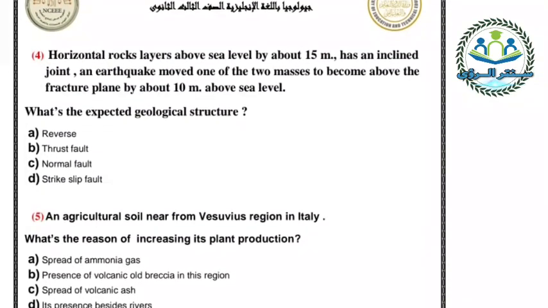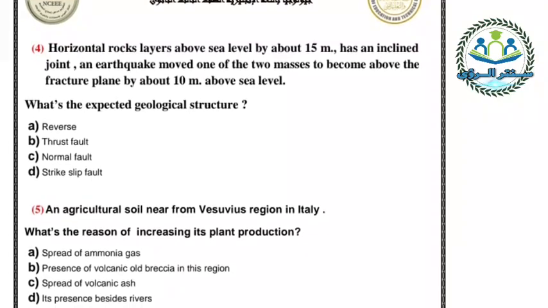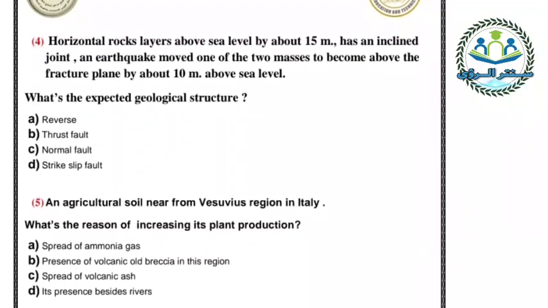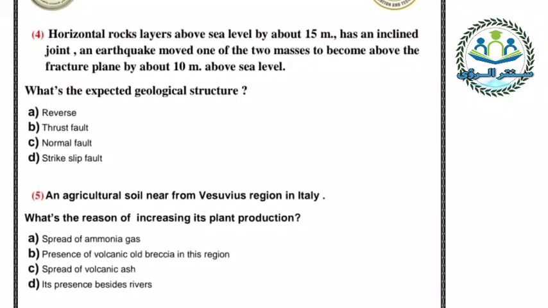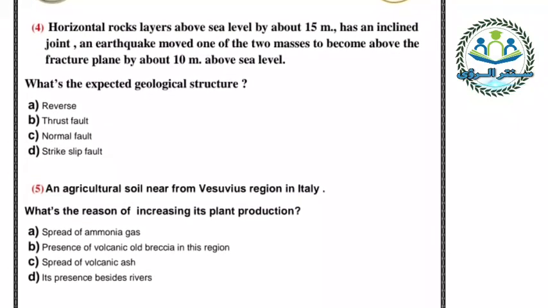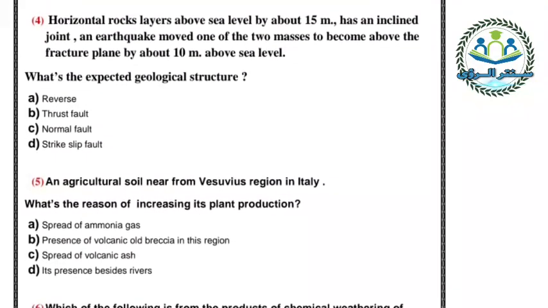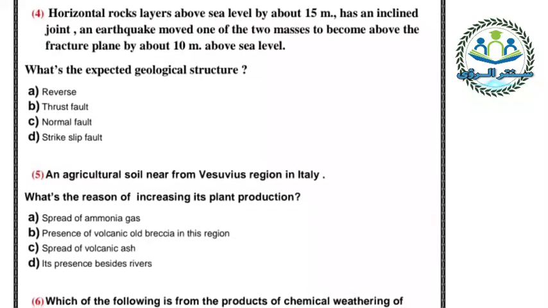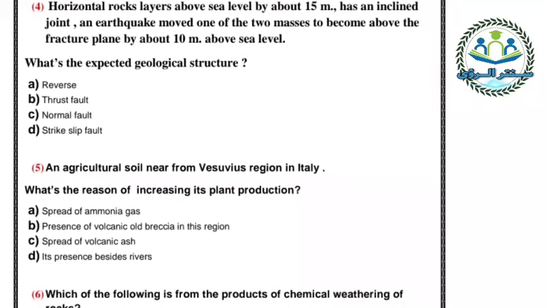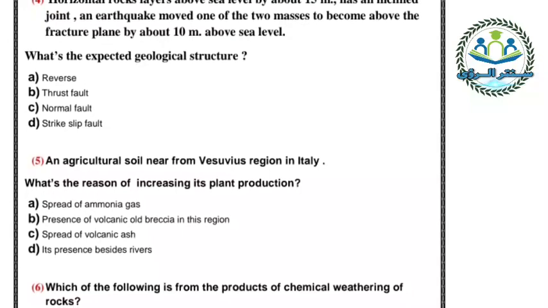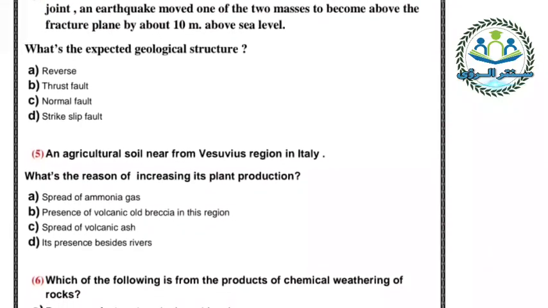4. For horizontal rock layers above sea level by about 15 meters, has an inclined joint. An earthquake moved one of the 2 masses to become above the fracture plane by about 10 meters above sea level. What's the expected geological structure? A. Reverse. B. Thrust fault. C. Normal fault. D. Strike slip fault.